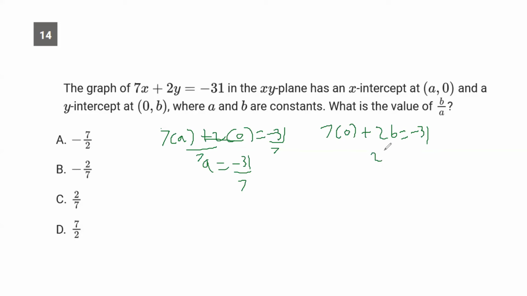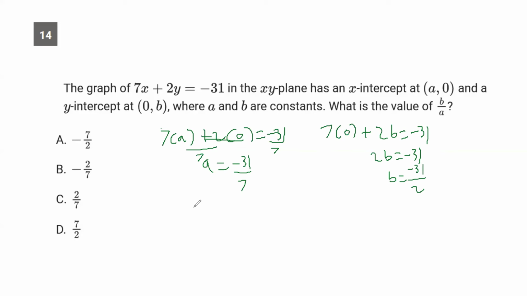So you get 2B equals negative 31. B equals negative 31 over 2. Again, I wouldn't put that in your calculator to find the answer because look at the answer choices. They're all fractions. So let's work with fractions.